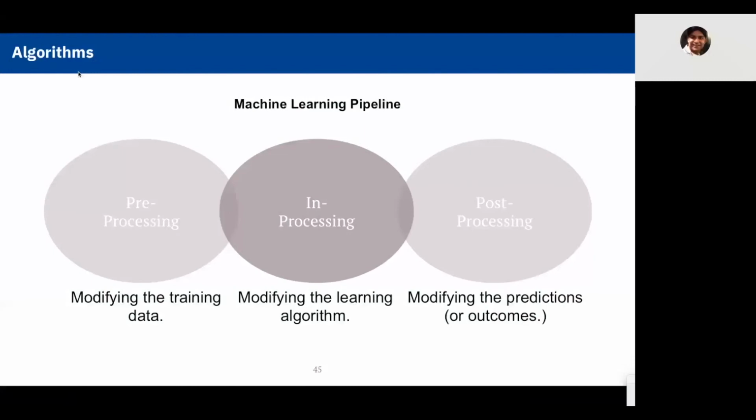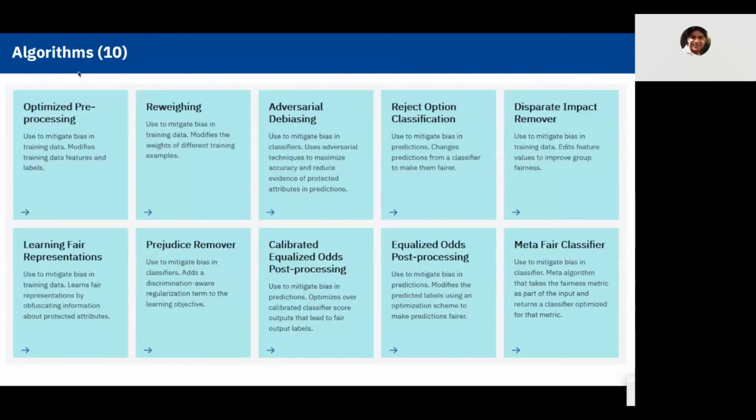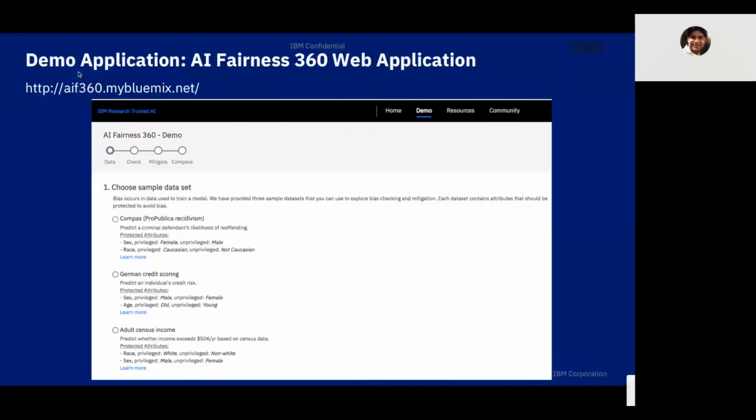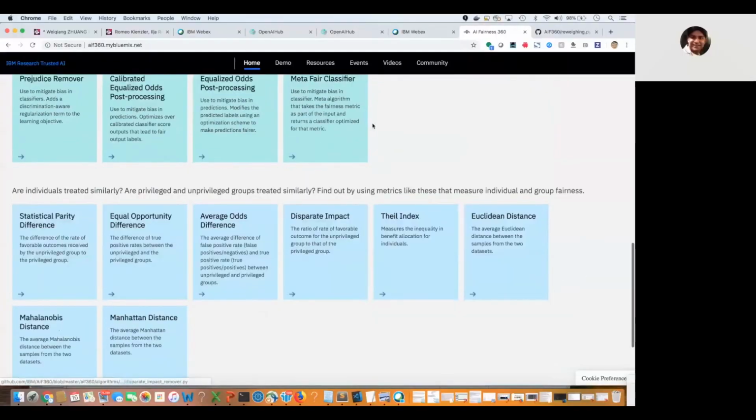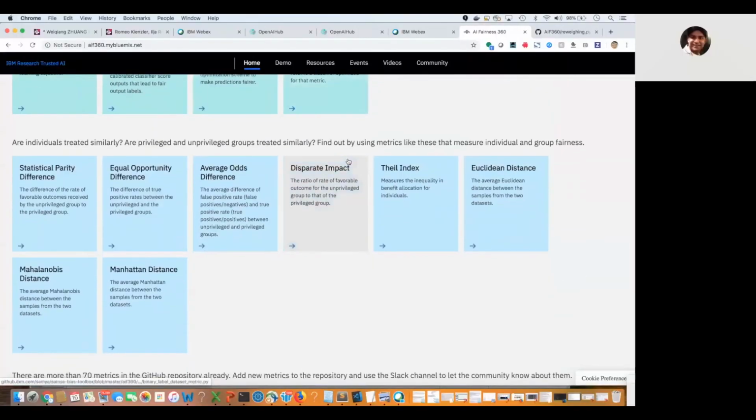And as we mentioned, in the machine learning pipeline, we actually work at every different layer. The 10 algorithms which we have can actually help you mitigate bias, things like optimized pre-processing, reweighing, adversarial debiasing. And if you want to use it, it's actually available at aifn360.myblumix.net. There are prepared notebooks with that.